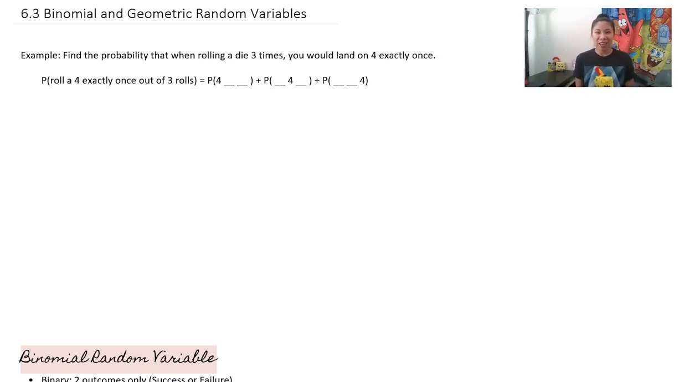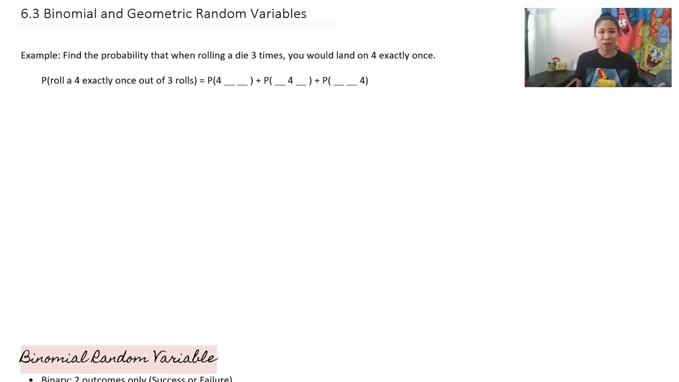So let's say we are trying to find the probability that when I roll a die 3 times, I get a 4 just once. That's really me saying, what's the probability I land on a 4 the first time, and then the other 2 rolls I get not a 4. Or the first roll is not a 4, the second roll is a 4, and the third roll is not a 4. Basically, the different ways I can roll a 4 just once out of the 3 tries. The third way, I would just get the 4 the last time with the first 2 not being 4s.